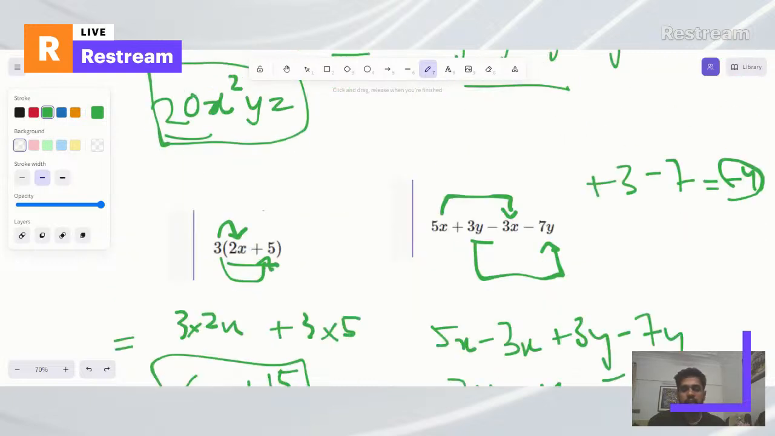Is there anybody who doesn't understand this? This is very simple and very basic, right? Everybody understands.